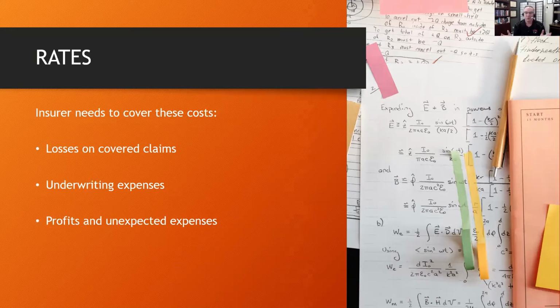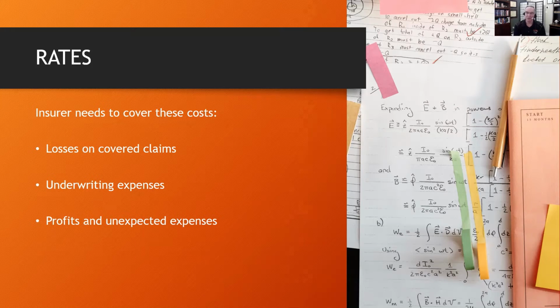How does the insurer establish the rate? The rate is determined by the insurer knowing or predicting what its costs will be. We see here on the screen, insurers need to cover three types of costs: the losses on covered claims, its underwriting expenses, and profit and unexpected expenses. And those unexpected expenses you will see referred to often as contingencies.